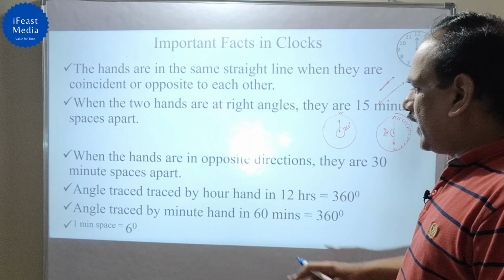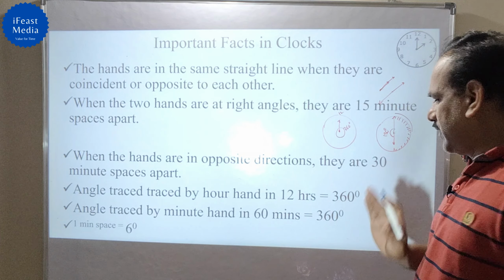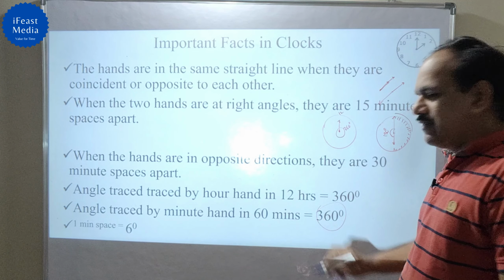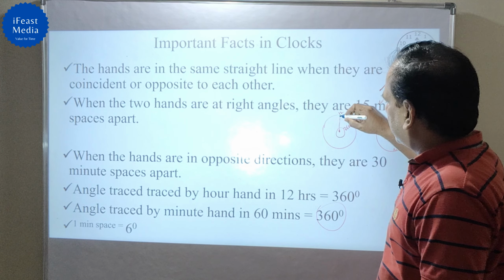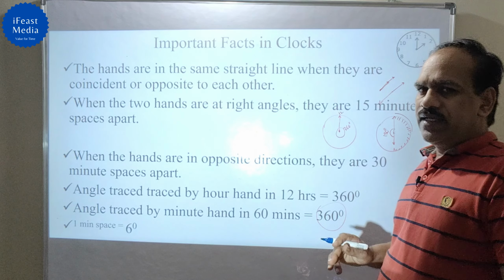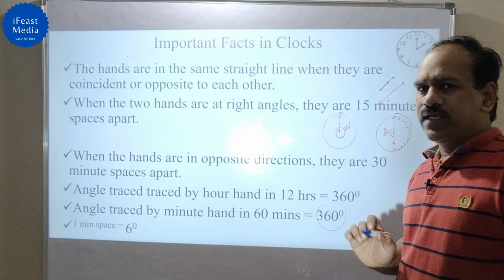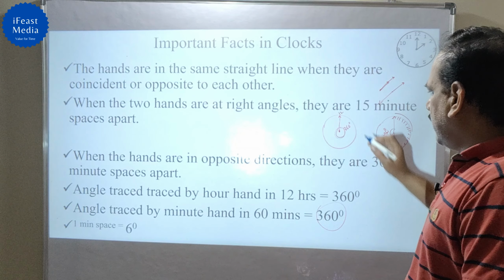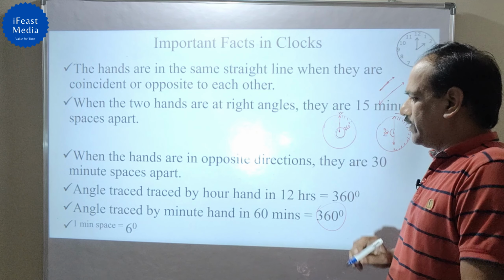But the angle traced by the minute hand in 60 minutes, that means in 1 hour, is 360 degrees. So the minute hand starts at 12 and again it comes back to 12. It takes 1 hour. In 1 hour, it covers a total of 360 degrees of angle or 60 minute spaces. It travels 60 minute spaces.